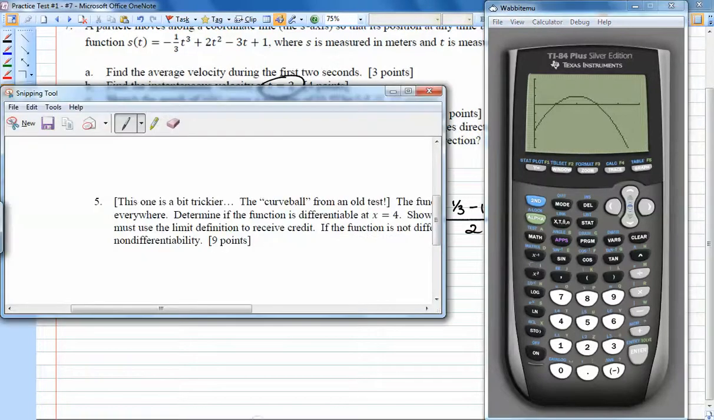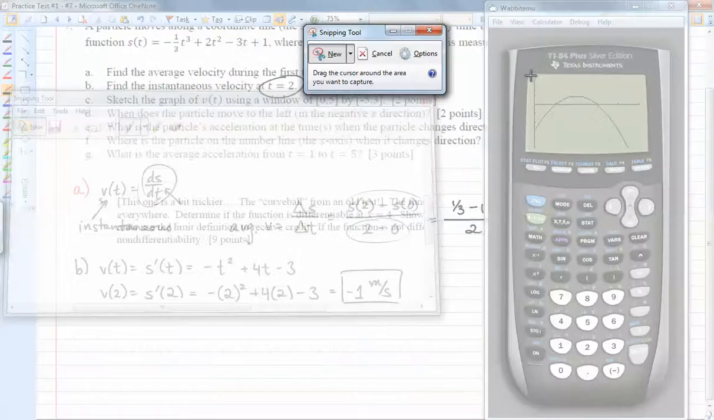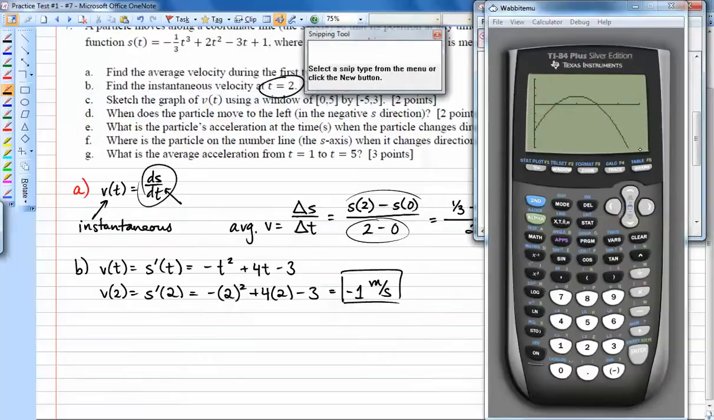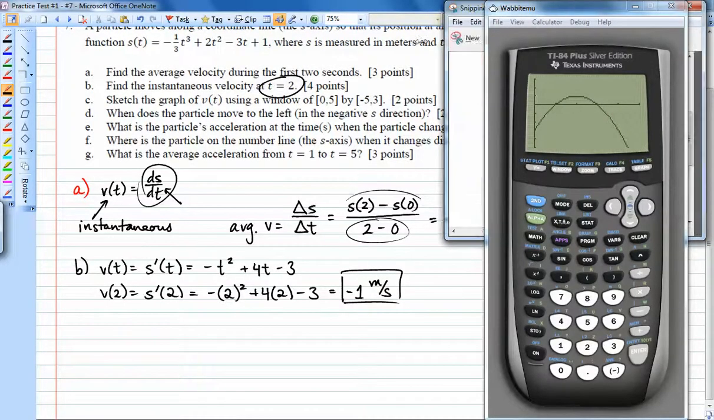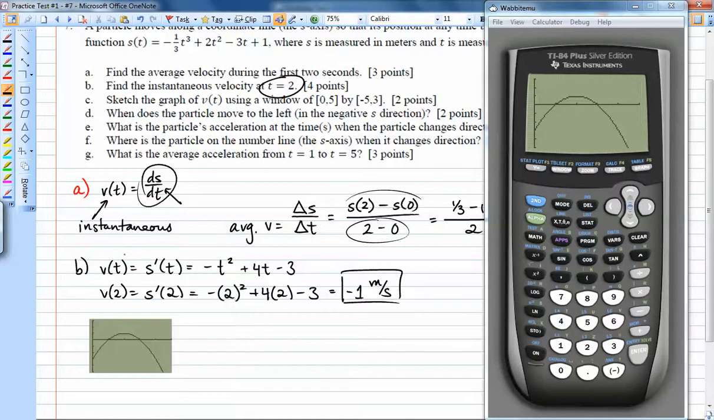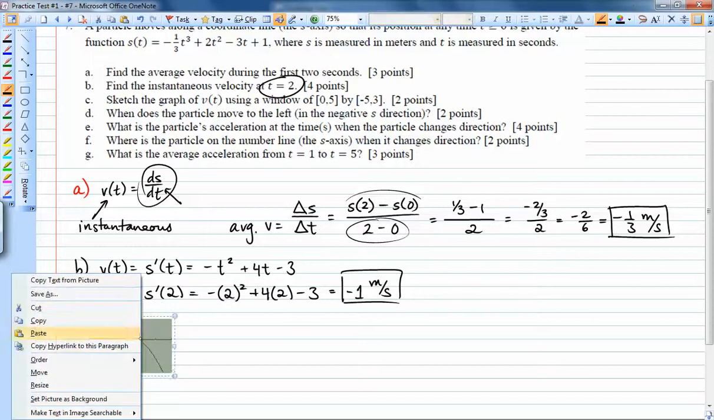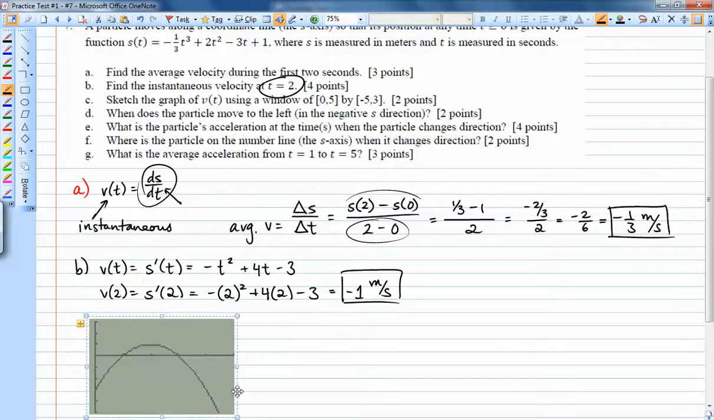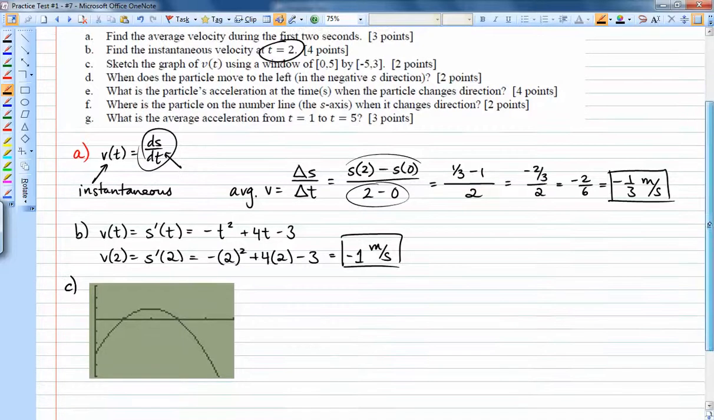What I think I'll do is just copy this graph directly. So edit, copy, paste. Okay, so there's my graph right there. So that's part C. And let me put v of t here just so I don't forget what we're looking at. And this is t.